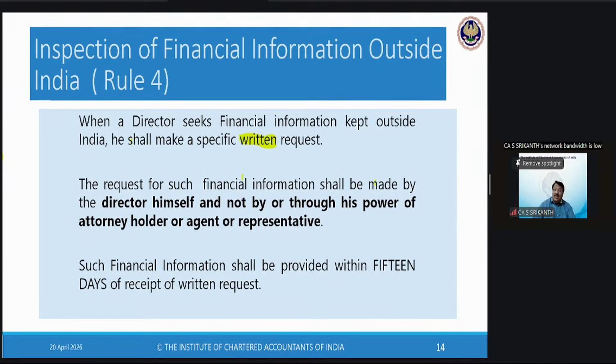or he can produce it before the arbitrator. When there's an arbitration going on, he might show the arbitrator, look here, sir, so much fraud this fellow has done. So now you decide based on this whether I owe him money or he owes me money. Usually this type of inspection will happen only when there is a dispute between directors or groups. Then all this will happen. Financial information should be provided within 15 days of receipt of the written request.